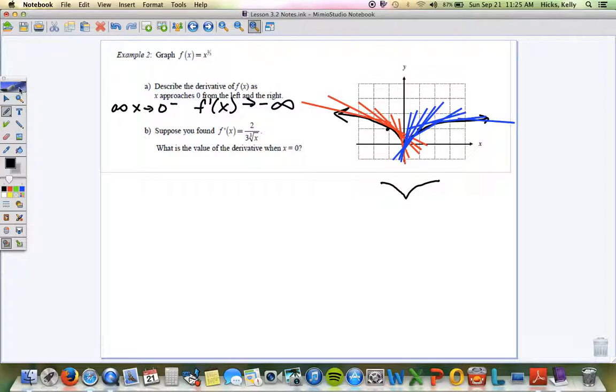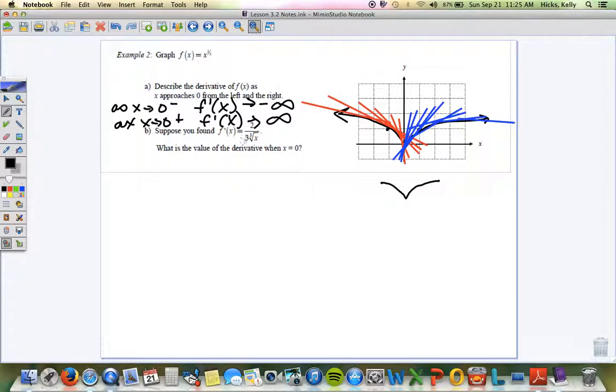So let's go back to here. As x approaches 0 from the right, what is happening? Well, these are all positive slopes. So it is approaching positive infinity. All right, now let's look at the next part.